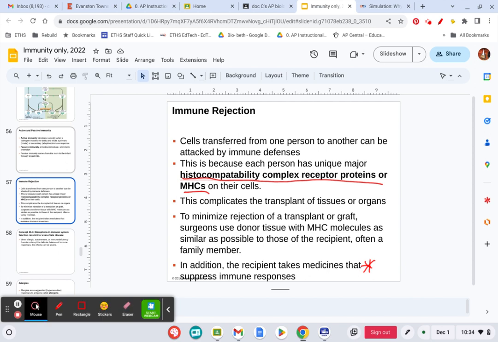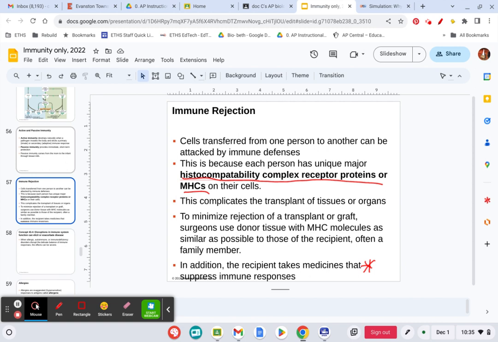So, what happens with MHCs? If I give you my heart, you might reject it because my MHCs are not the same as yours. Your immune system would say, no, that's not right, and it would attack it. So they try to turn off your immune system with immune drugs that reduce your immunity. But then you're more susceptible to all sorts of things. They're turning you down so that you can't reject the organ.